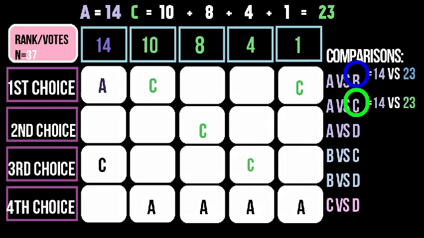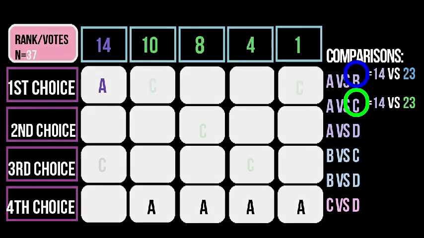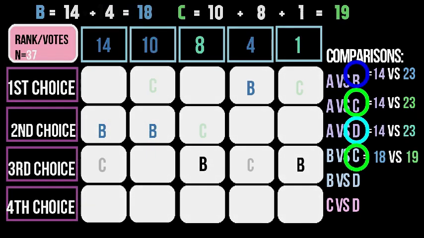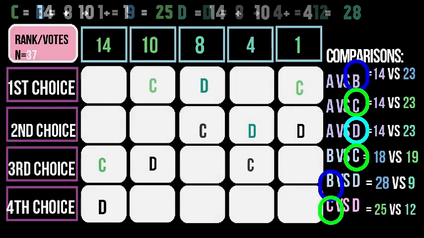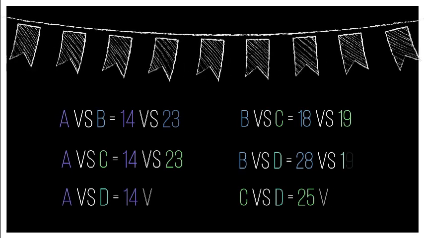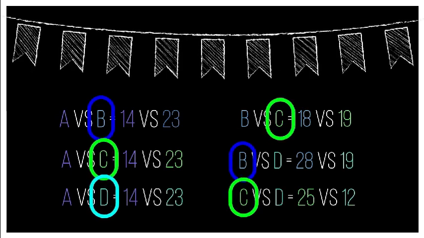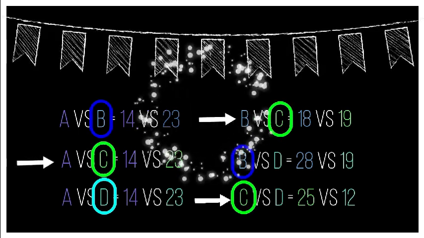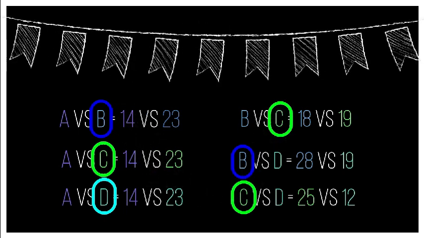We also do the comparisons with A versus C, where C wins, A versus D, where D wins, B versus C, where C wins, B versus D, where B wins, and C versus D, where C wins again. We compare all pairs and see who won the most rounds, and in this case, candidate C has the most points, having 3 points or 3 wins, which makes him or her the winner for this voting method.